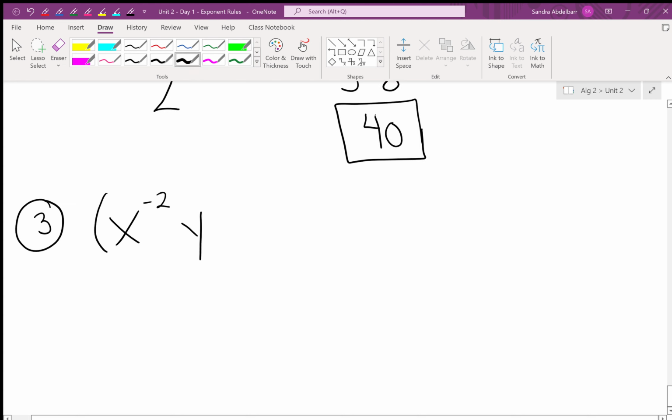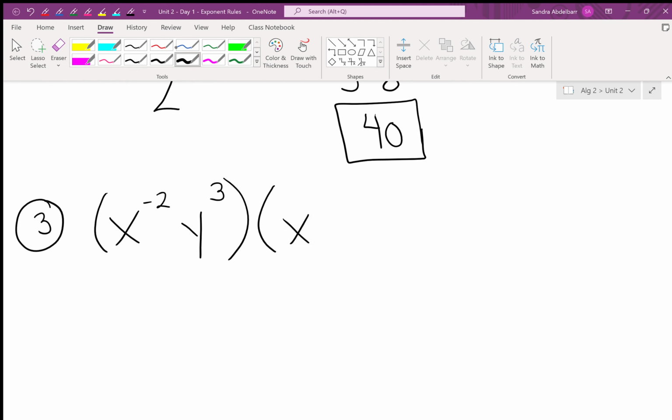x to the negative 2nd, y to the 3rd, times x to the 5th, y to the negative 1st. So you can, in this scenario, rectify the negative exponents first, or you can multiply first. For me personally, I would multiply first, because that might take care of the negatives on its own. So when we multiply, what do we do with the exponents? You add them, right? So we're going to have x to the 3rd, y to the 2nd. Is there even anything left to rectify for the negatives? No, we got that done with.